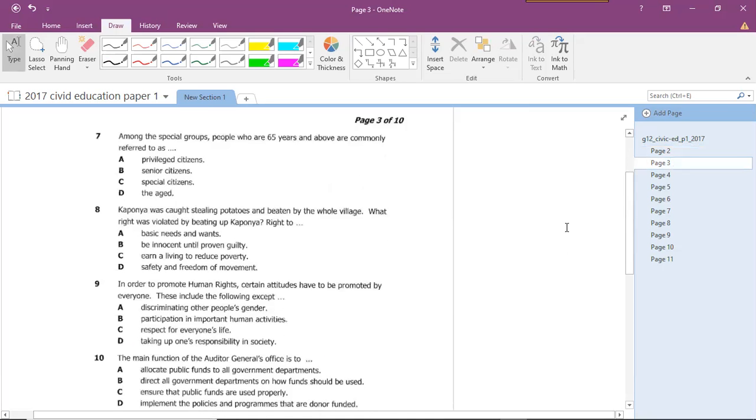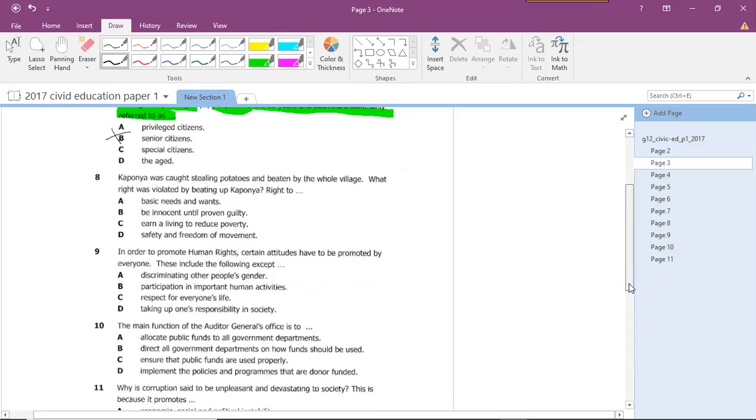Okay, so let's move on to question 7. So question 7 states, among the special groups, people who are 65 years and above are commonly referred to as, at least this one's easy, they're referred to as senior citizens, right? So a special group, everyone who's at least 65 years and above in a community, the layman's term, the common term, they are actually referred to as senior citizens.